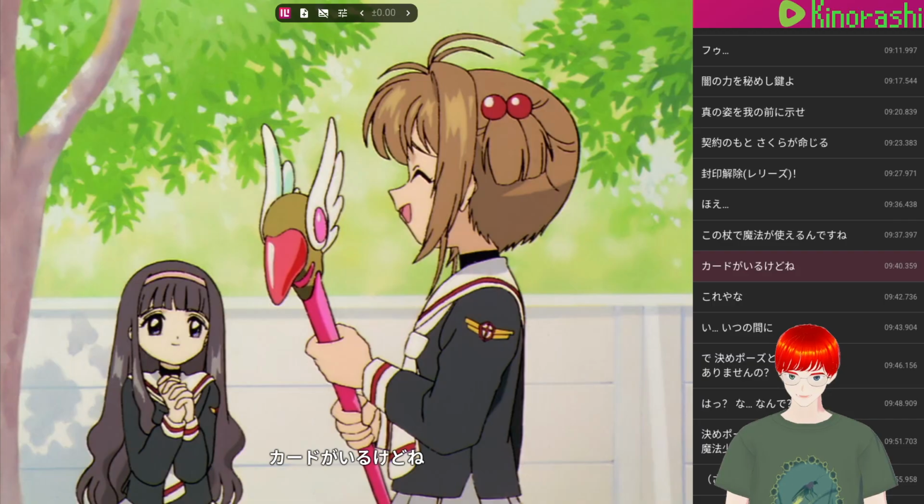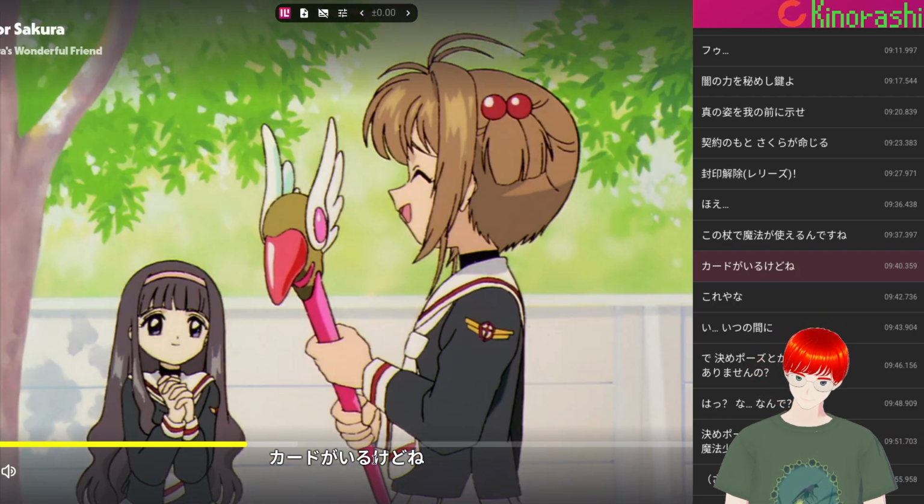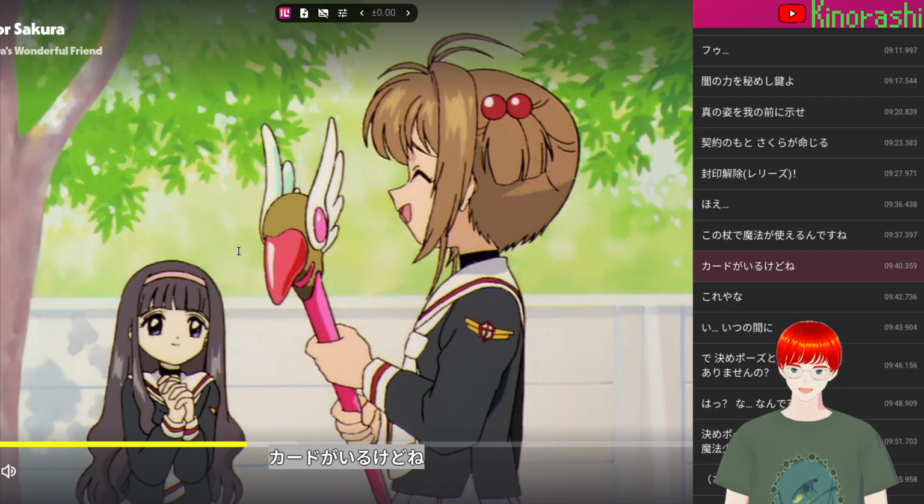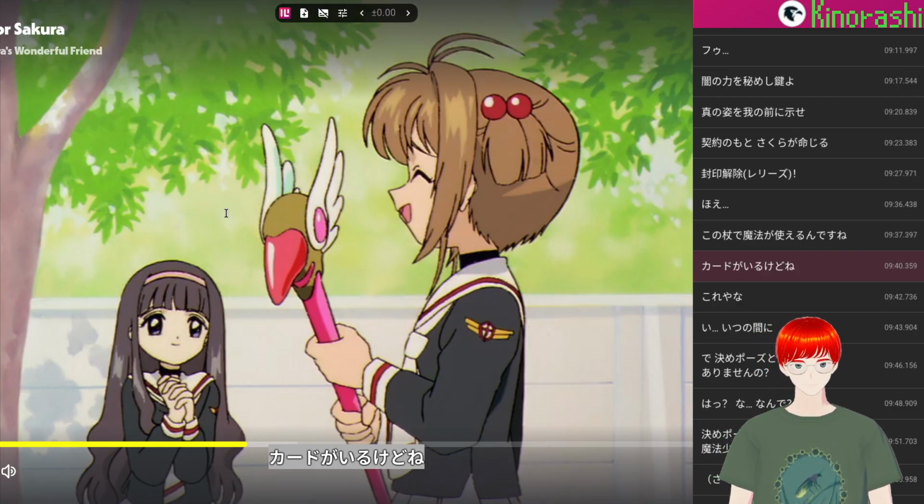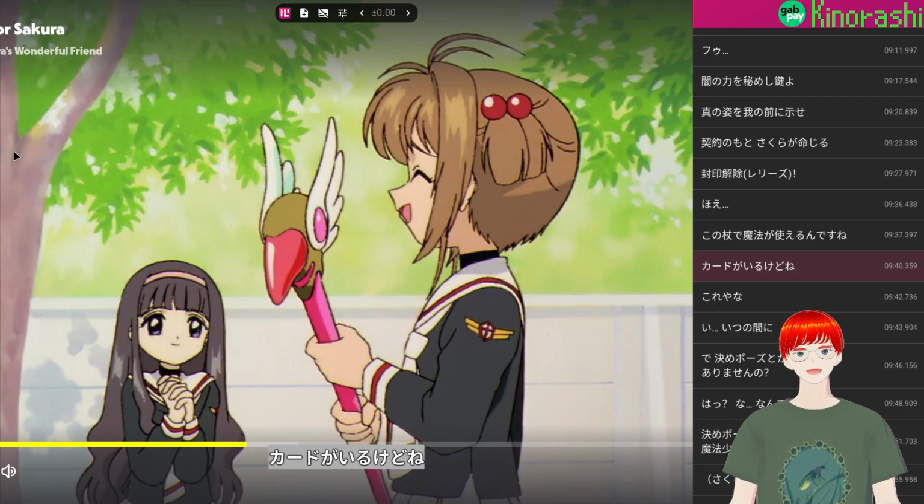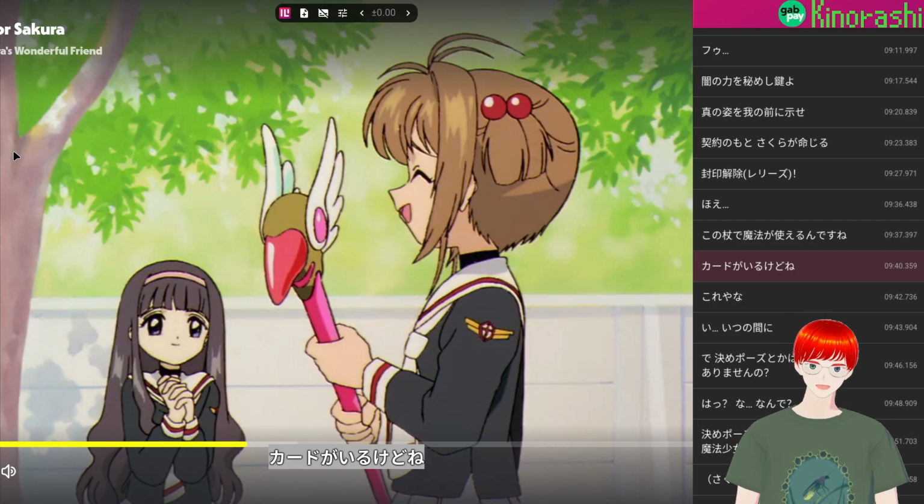カードがいるけどね。Oh, let's see, kedo. So the cards exist, and then but she seems like ending it because she used ne after that. I think she's trying to say something about how the magic's dependent on the cards. You need a card though. How do you get "though" out of that? Oh, but or however. Okay, I see.